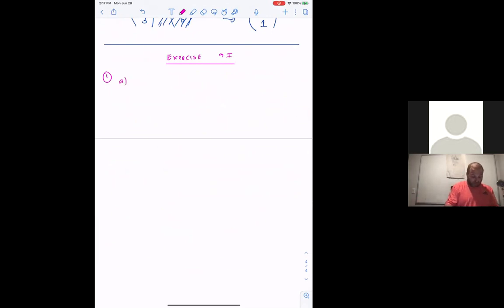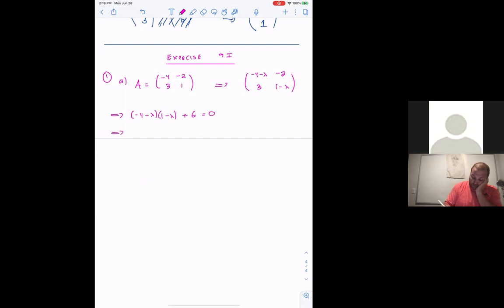So part A, we have the matrix A is equal to negative 4, negative 2, 3, 1. So we're going to first subtract lambda along the main diagonal and keep the off diagonal elements the same. And then we're going to take its determinant. So negative 4 minus lambda times 1 minus lambda minus negative 6, set it equal to 0. Multiply this out. I get lambda squared. Minus lambda plus 4 lambda becomes plus 3 lambda. Minus 4 plus 6 becomes plus 2 is equal to 0.